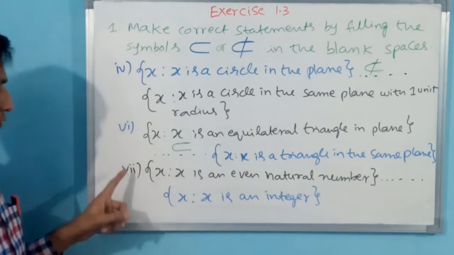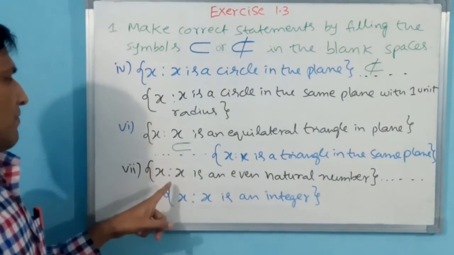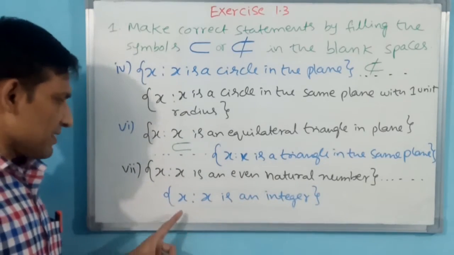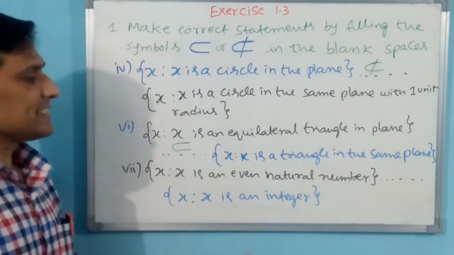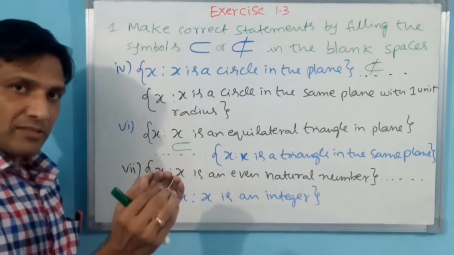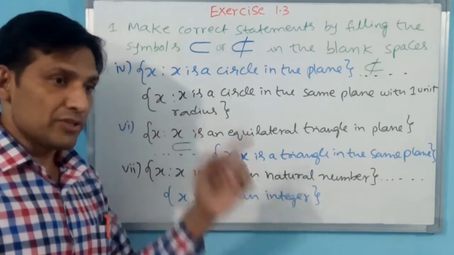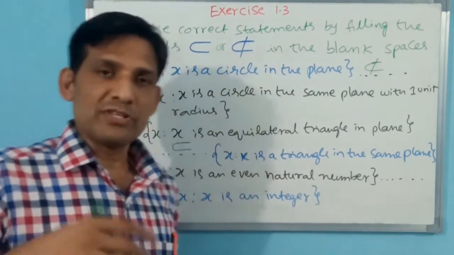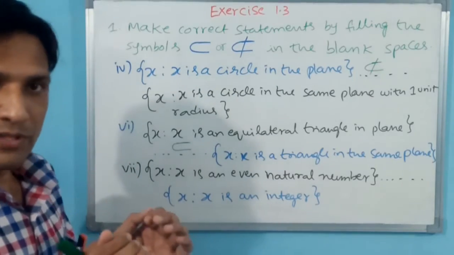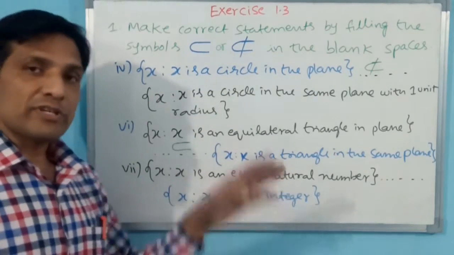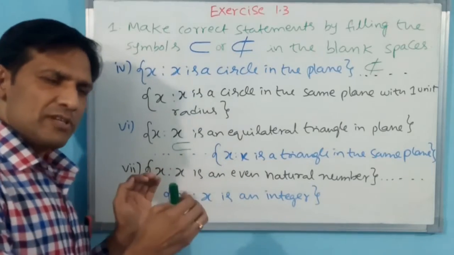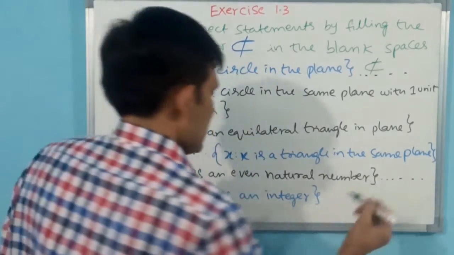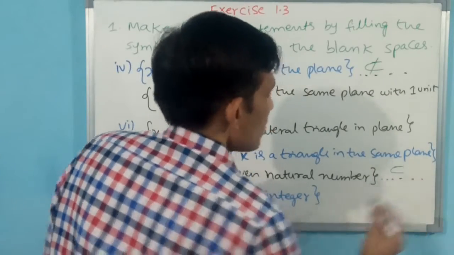Now you see the seventh part. For all values of x, x is an even natural number, comparing with: for all values of x, x is an integer. See, natural numbers are smaller, integers are bigger. Why? Because integers have 0, negative integers and positive integers, but natural numbers are only positive. The set of even natural numbers is automatically a subset of integers. Okay, subset. There should be no doubt.